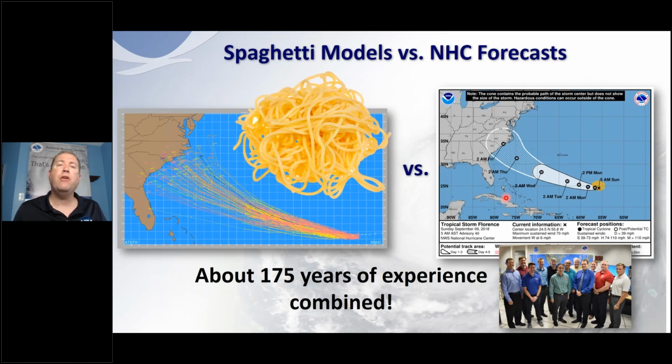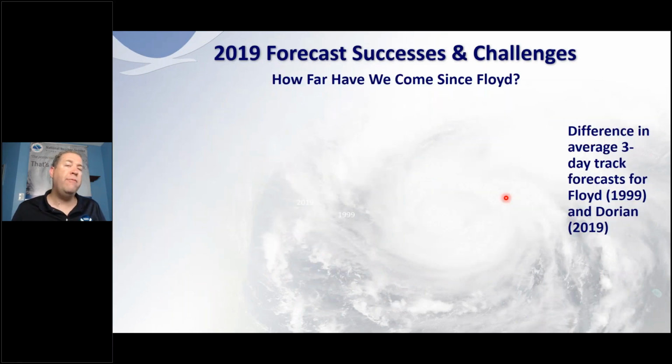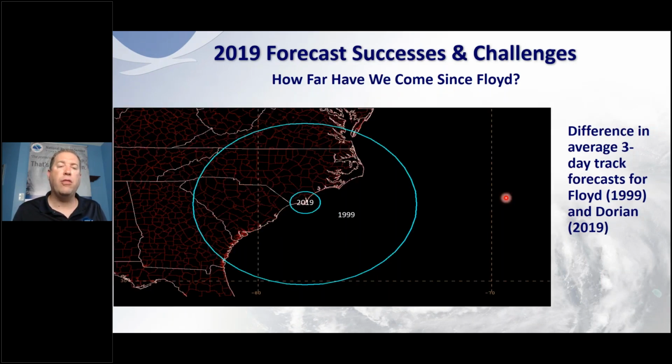The men and women at the Hurricane Center are looking at all of the models, and they have 175 years of experience. We always get the question, is the European model the best, or the GFS? We believe in consensus forecasting, men and women with experience looking at all the model data to make that forecast. And if you don't believe me, look at the improvements in the track forecast over the last 20 to 30 years. This is 2019 versus 1999. We didn't just pick those years. Those were significant years for us, of course, Floyd and Dorian.